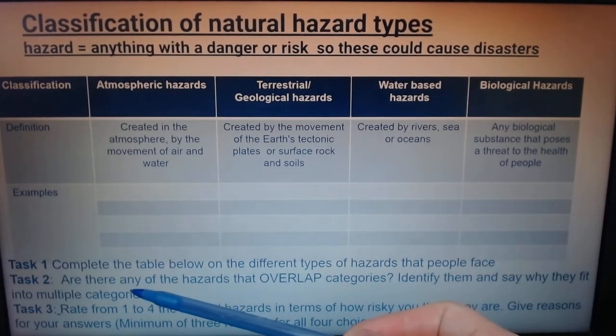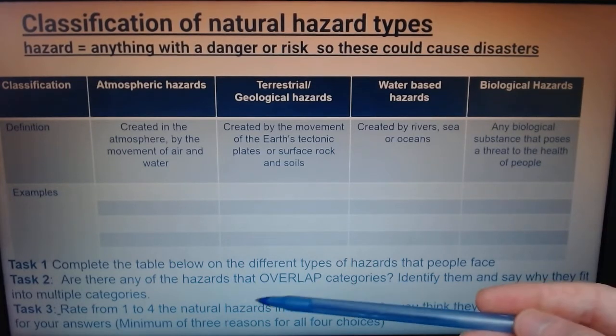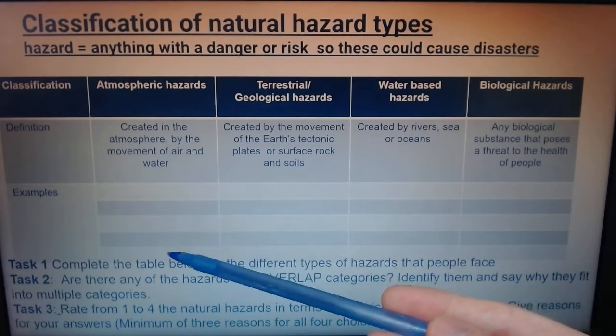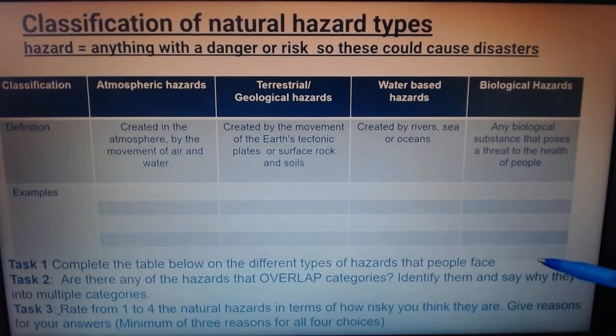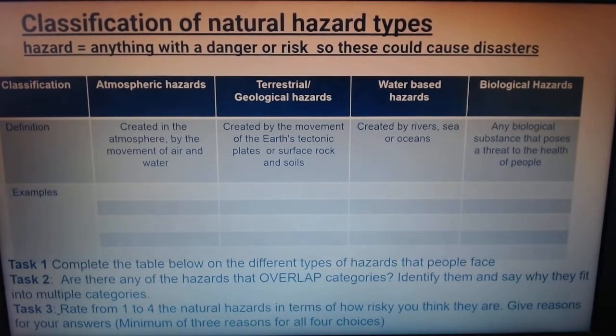Secondly, are there any of the hazards that overlap? Identify them and say why they fit multiple categories. So is there a hazard or a natural disaster we've looked at that may fit in 2 categories? You can put that below the table in your assignment and tell me why you think it fits more than one of these headings.